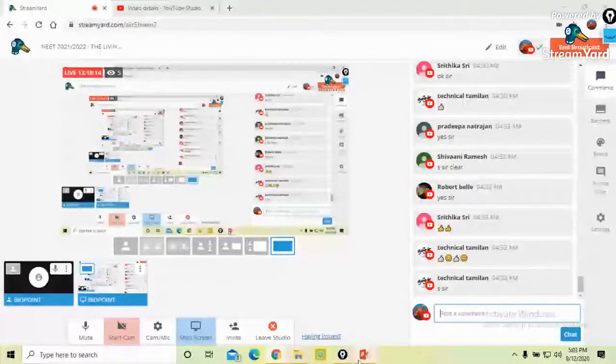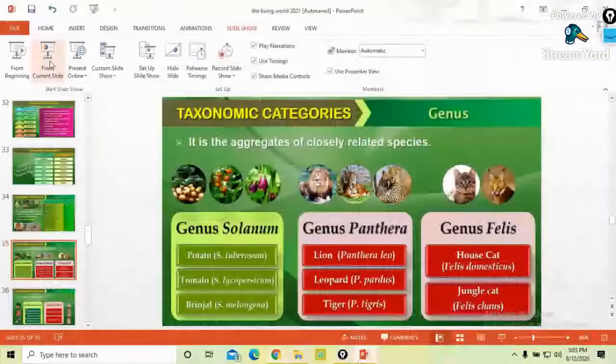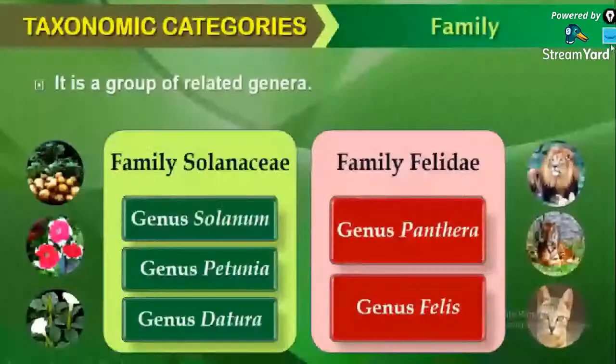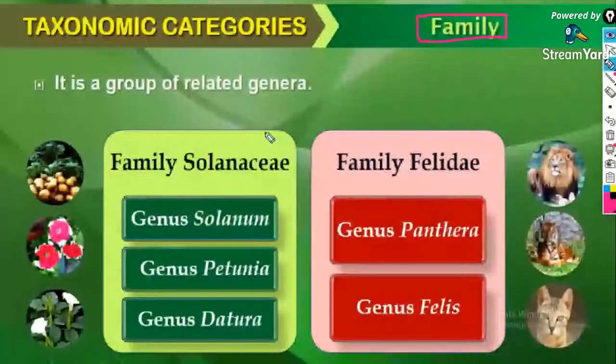Yes. Next one is the family. A group of related genera is referred to as a family. I told you, when you are going from species to kingdom, the order is KPCOFGS. This is how I remember it. Right, you move from species to kingdom.